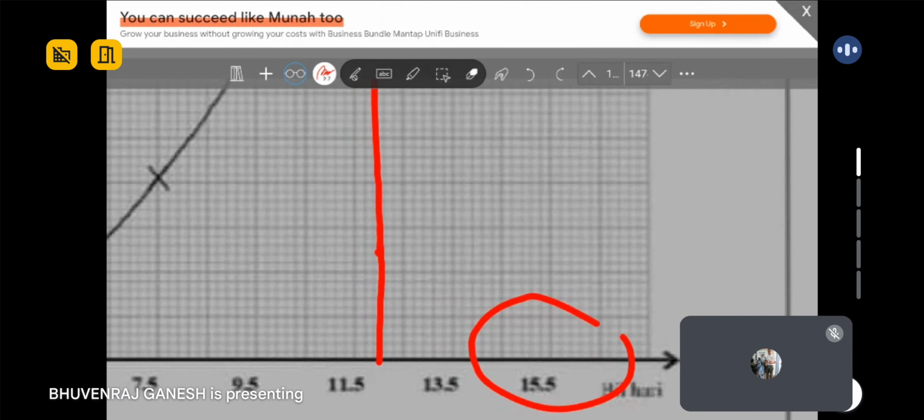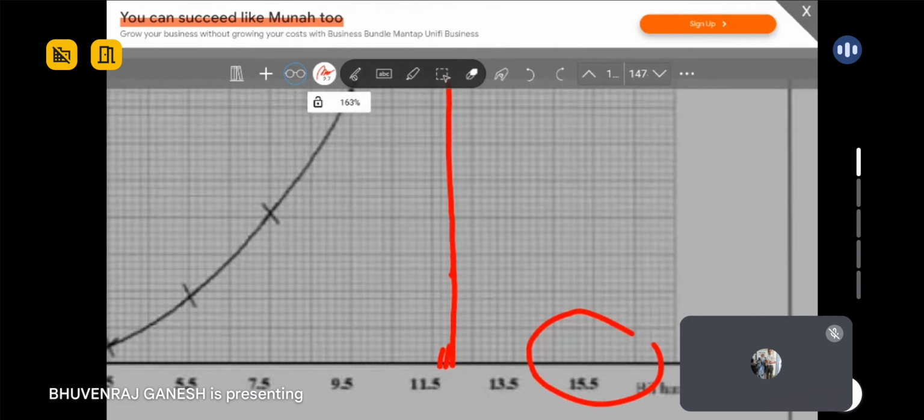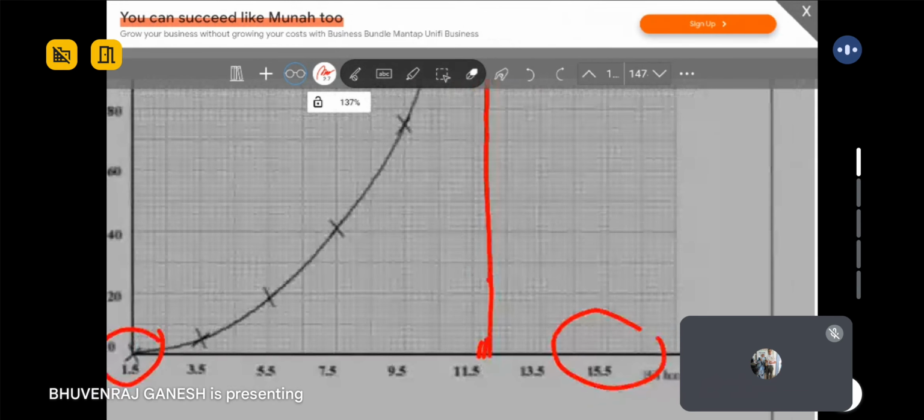13.5, 2 divide 10. Yes, you will get around 12.1. Okay, because the scale is 0.2. Am I right? So this one 11.7, 11.9. So the next one is 12.1. Am I right? So your answer is 12.1. Okay, understand? Q3, you should get 12.1.